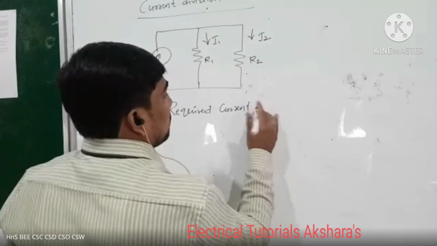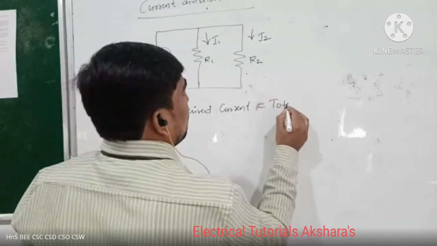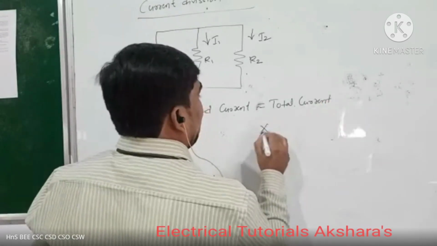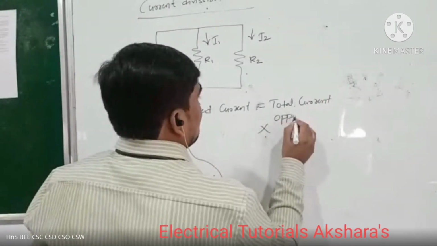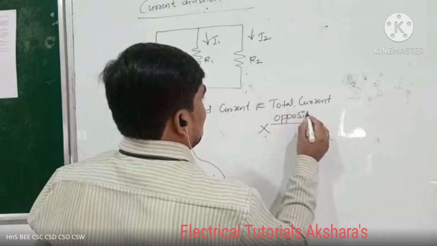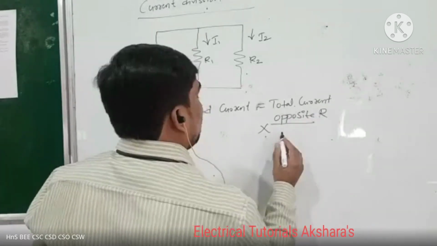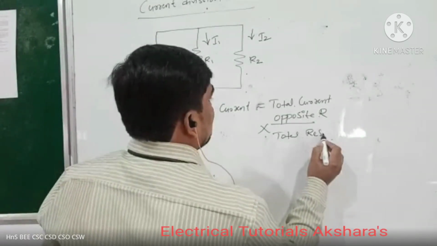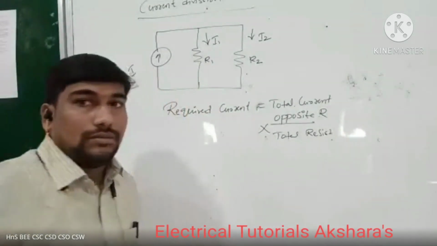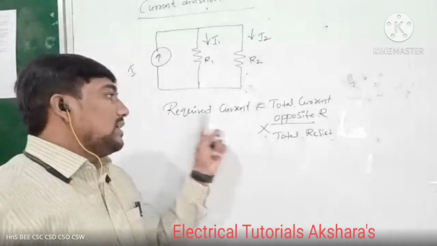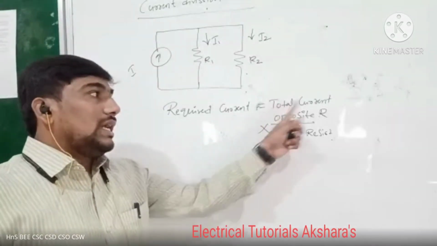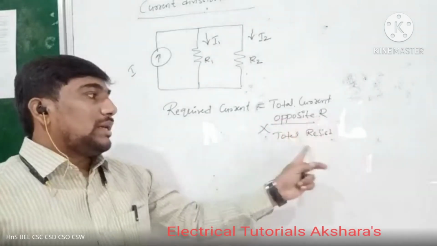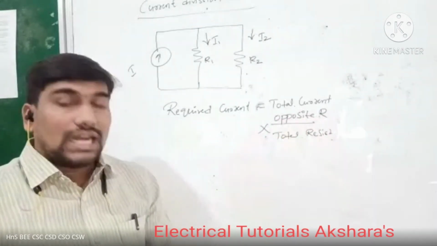total current into opposite resistance by total resistance. This is the formula for the current division rule. Required current equals total current into opposite resistance by total resistance. This is the important formula for the current division rule.